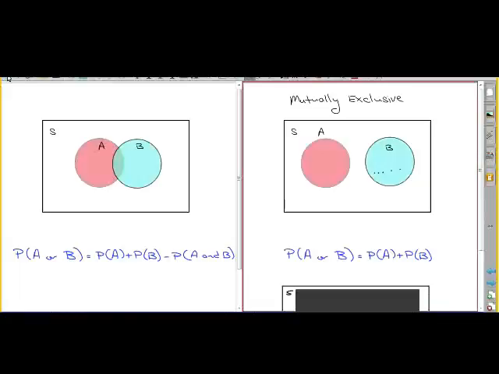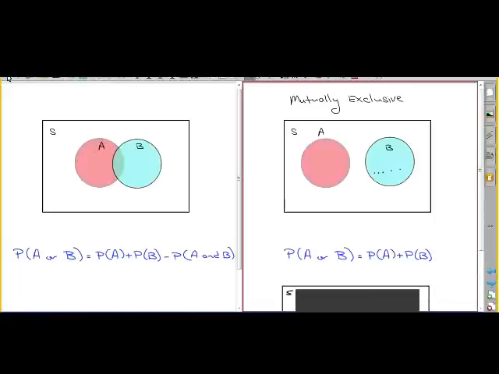So the same thing applies for probability. It's the same equation for probability. The probability of event A or event B happening is equal to the probability of A plus the probability of B minus the probability of A and B. Now, if the 2 events are mutually exclusive, that means that there's no commonality between the 2. Then you just add the probabilities of each one.